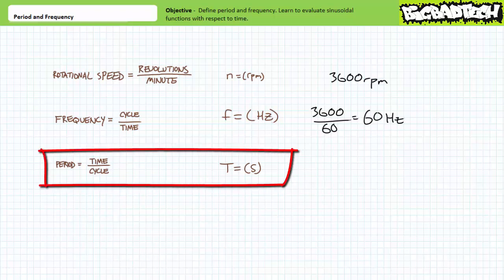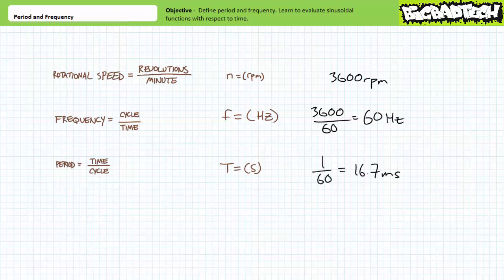Period, symbolized by a capital T for some unknown reason, in contrast, is the time per single revolution. Given the above generator accomplishes 60 revolutions per second, simply inverting this frequency figure results in a period of 1/60th of a second, or more appropriately, approximately 16.7 milliseconds per revolution. This means every 16.7 milliseconds, an observer would count a single revolution of the shaft.